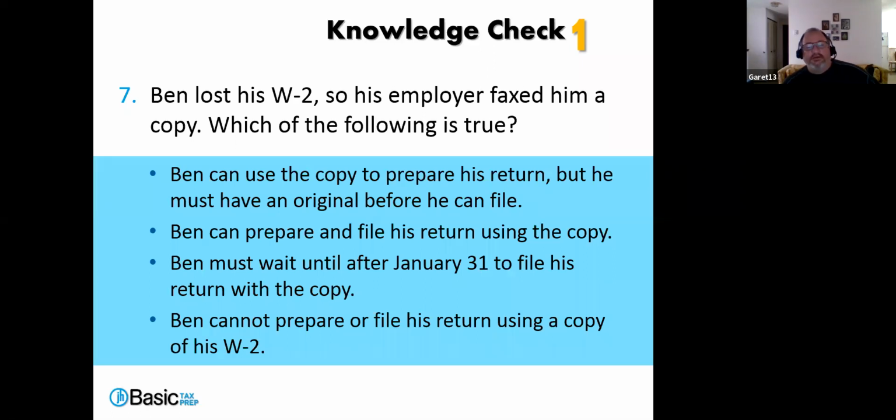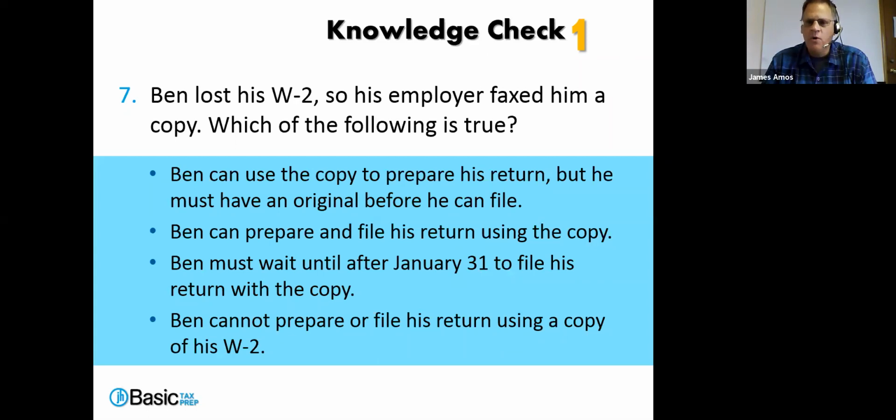I say it's Ben must wait until after January 31st to file his return with the copy, but he'd have to fill out that Form 4852. That may be the wrong date, but that's my opinion. That's okay. You explained why.